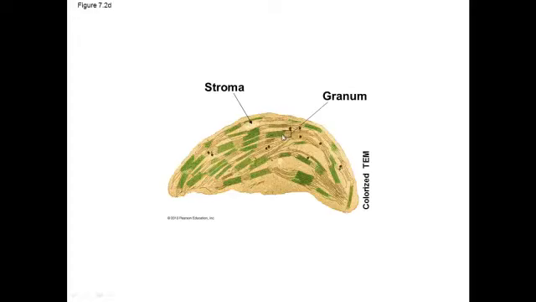Another term you need to be familiar with, as you've noticed that those little green discs inside the chloroplast tend to be stacked on top of each other, that's called a granum. Really, they're not individual discs. It's sort of like the folding of the inner membrane of a mitochondria, just compressed.